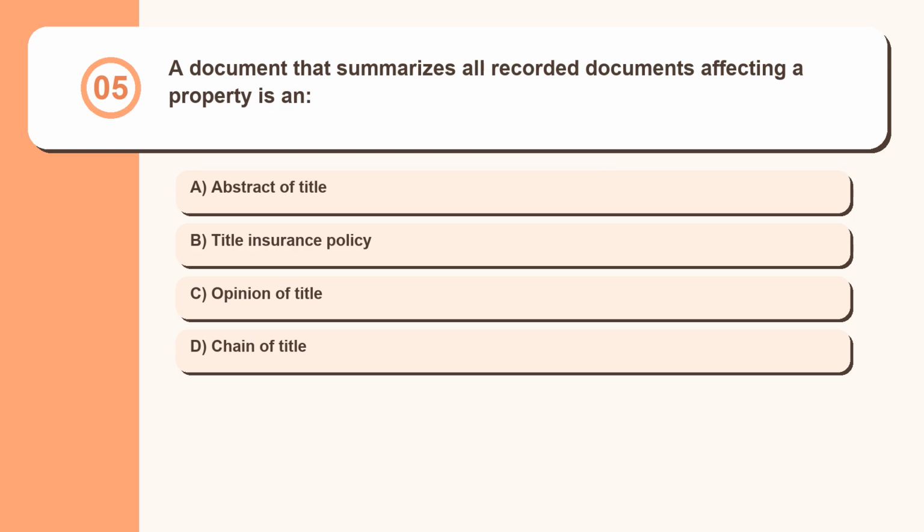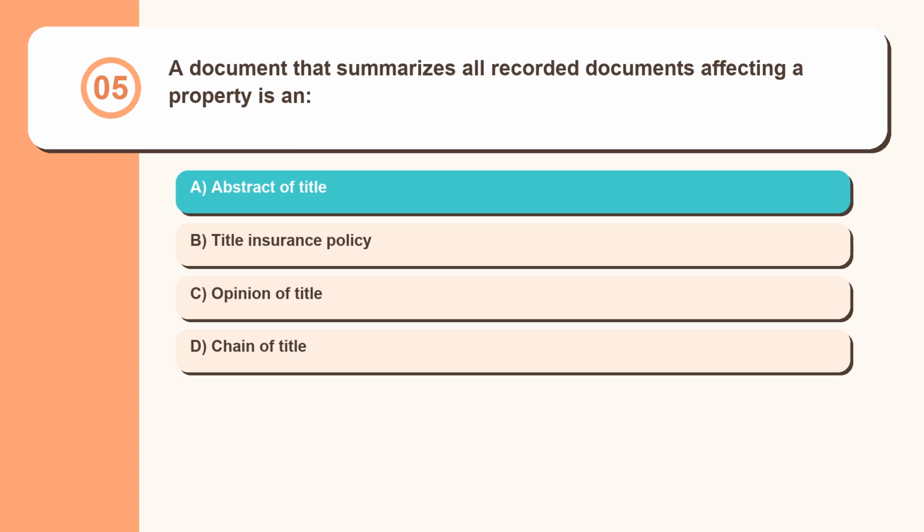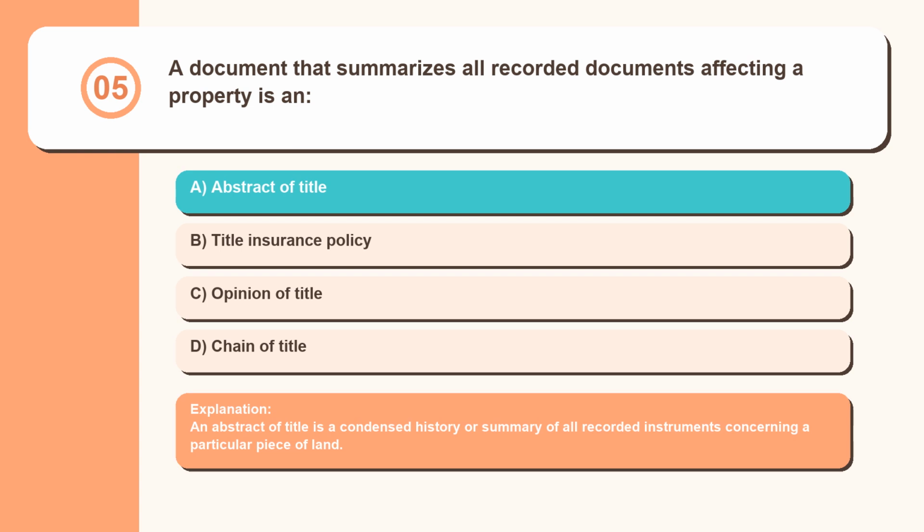Question 5. A document that summarizes all recorded documents affecting a property is an abstract of title, title insurance policy, opinion of title, chain of title. An abstract of title is a condensed history or summary of all recorded instruments concerning a particular piece of land.